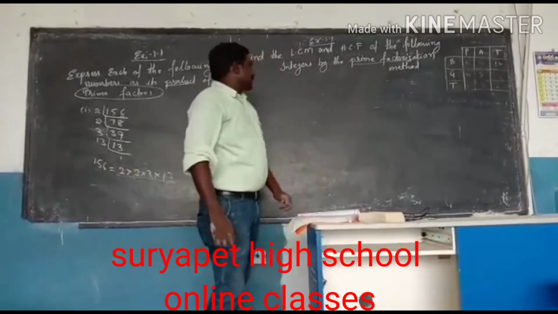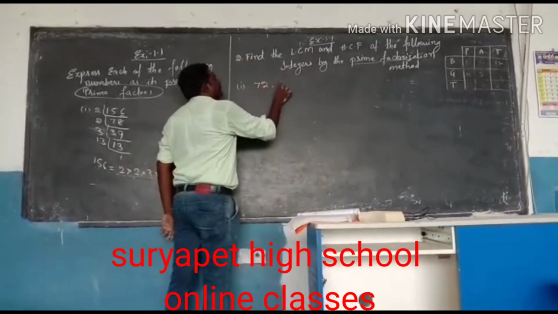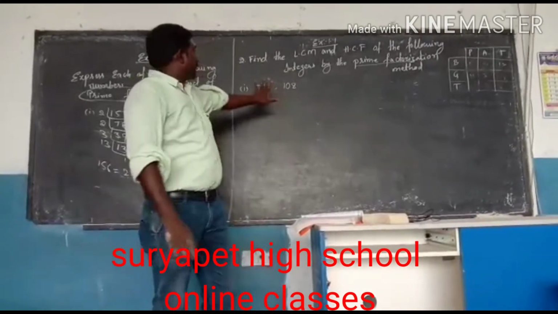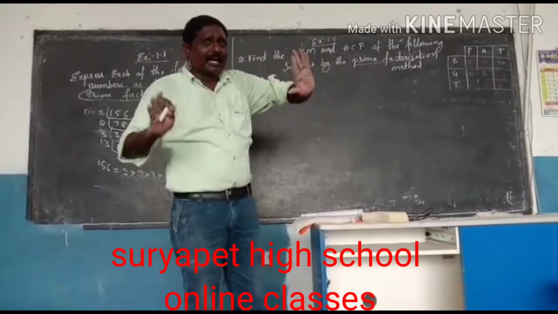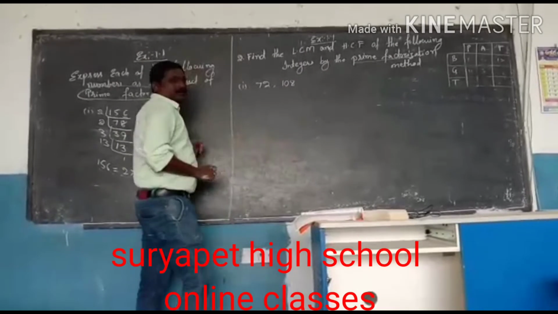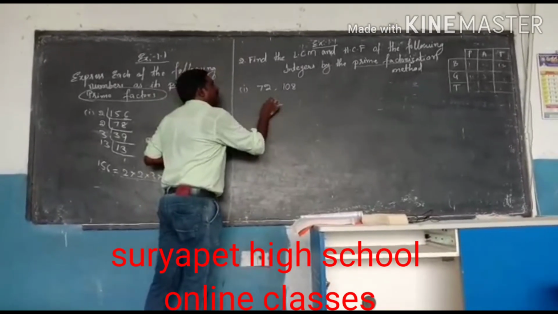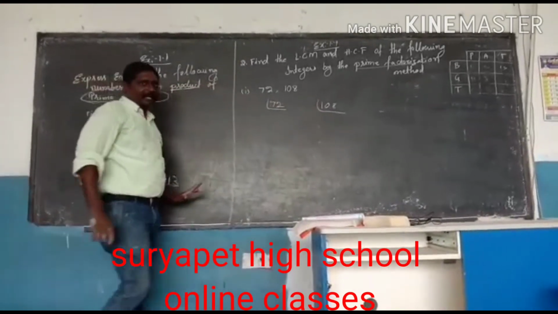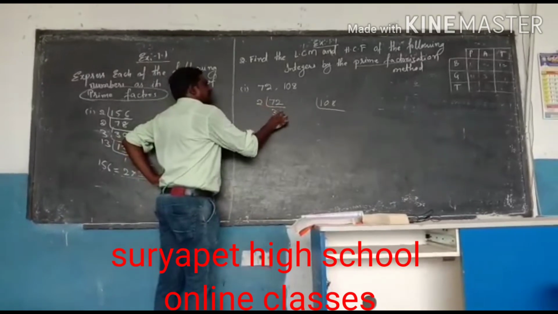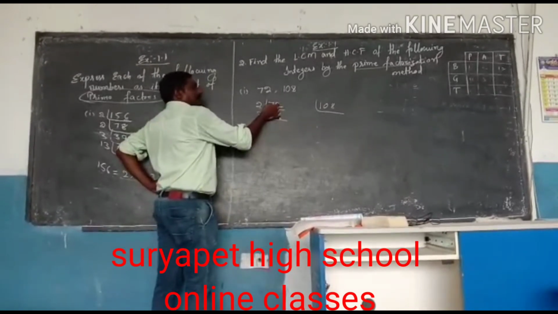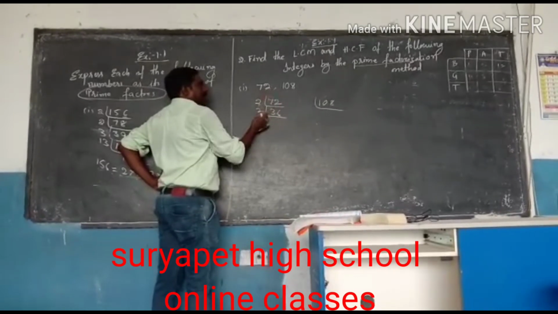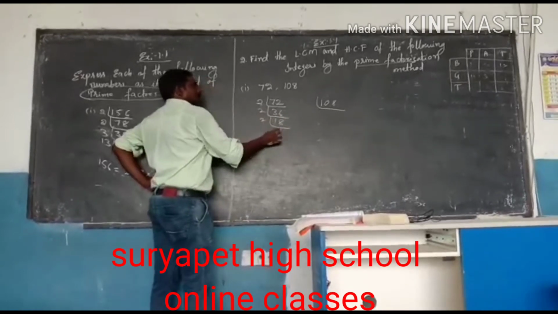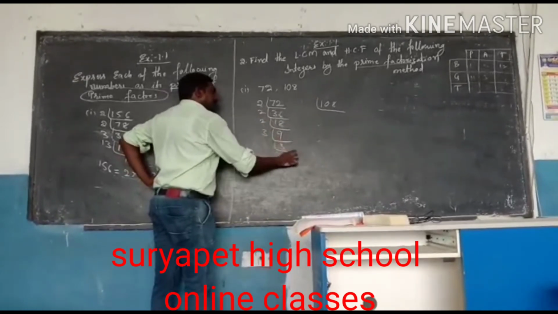Before, we discussed 72 and 108. I am taking the same ones. For these 2 numbers, I am going to explain how to find the LCM and HCF. First, do the prime factorization of both numbers, 72 and also 108. I am doing 72. 2 threes are 6, 1 remaining. 2 sixes are 12, 2 eights are 16, 2 nines are 18. 3 threes are 9, 3 ones are 3.